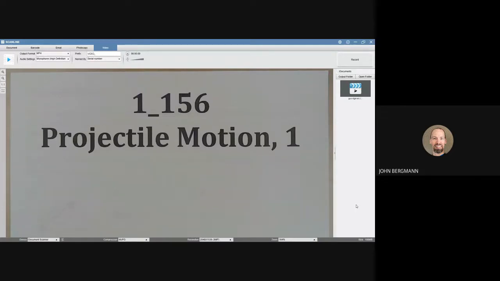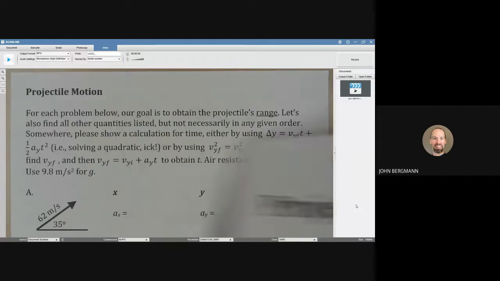Let's do a video on projectile motion, and we're going to go ahead and do a couple of problems. I'm probably going to go through this quicker than your teacher would in class, but you can always stop the video and work it on your own if you wish. But I also want to be efficient in making these videos.